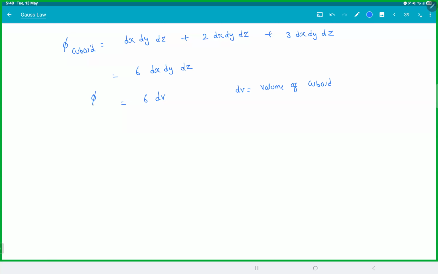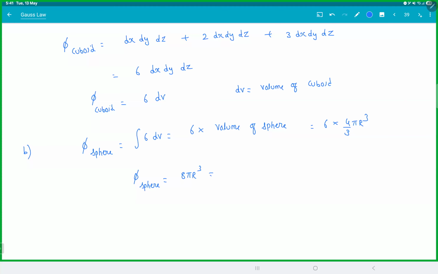There. This is the flux in the cuboid. The second part of the question, the flux in a sphere, same logic, integral 6 dV. This will be 6 into the volume of the sphere. If you got the first one, the second will come automatically, which is nothing but 6 into 4/3 pi r cube. Therefore, the flux in the sphere will be 8 pi r cube.